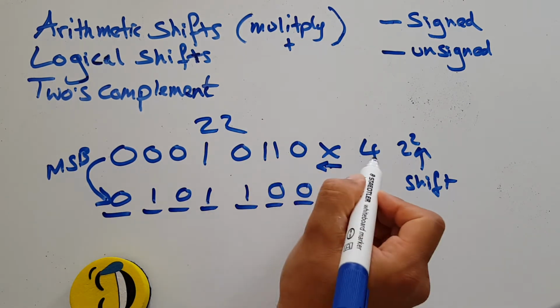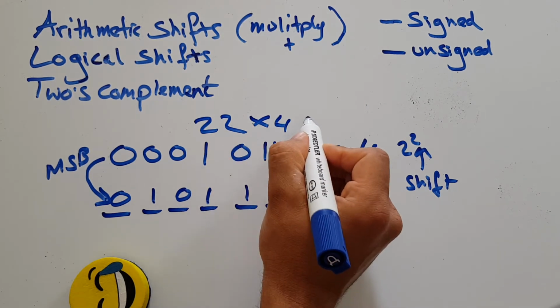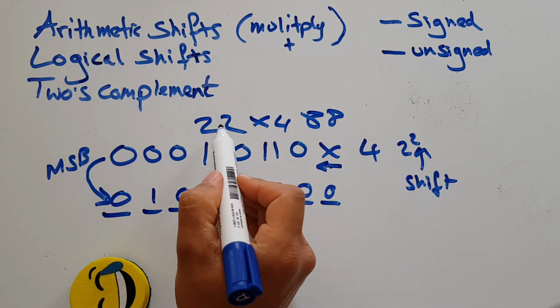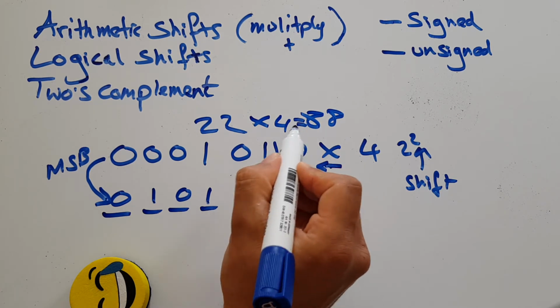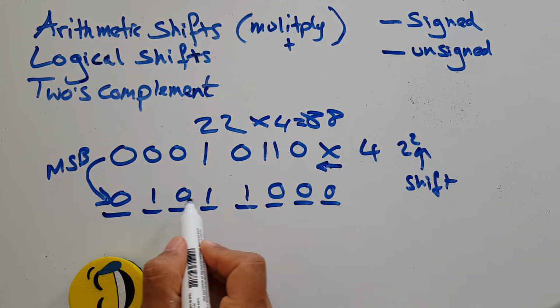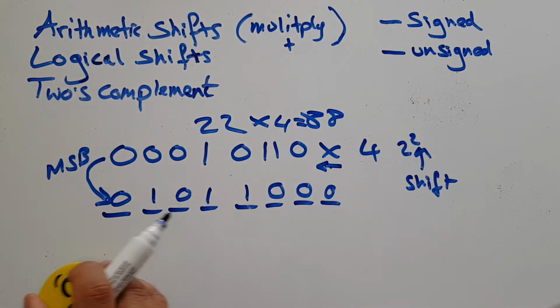22 times 4. Well, that's quite easy. That's 88. 22 times 4 is equal to 88. So what's this binary answer? Is it 88? Well, let's have a look.